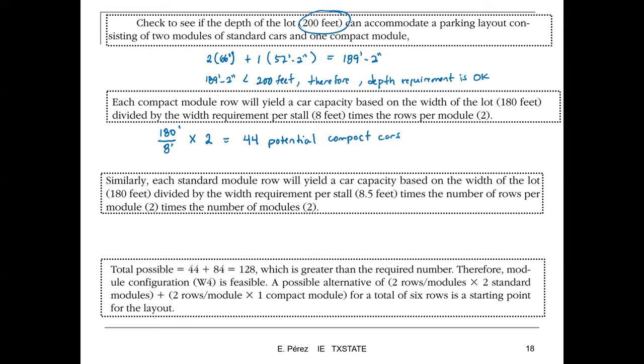Similarly, each standard module row will yield a car capacity based on the width of the lot, which is 180 feet, divided by the width requirement per stall, which is 8.5 feet, times the number of rows per module, which is gonna be two, times the number of modules. In this case, we have two modules for standard cars. So this is gonna be equal to 84 potential standard cars. So the total possible is gonna be 44 plus 84, which is 128, which is greater than the required number. Therefore, module configuration W4 is feasible.